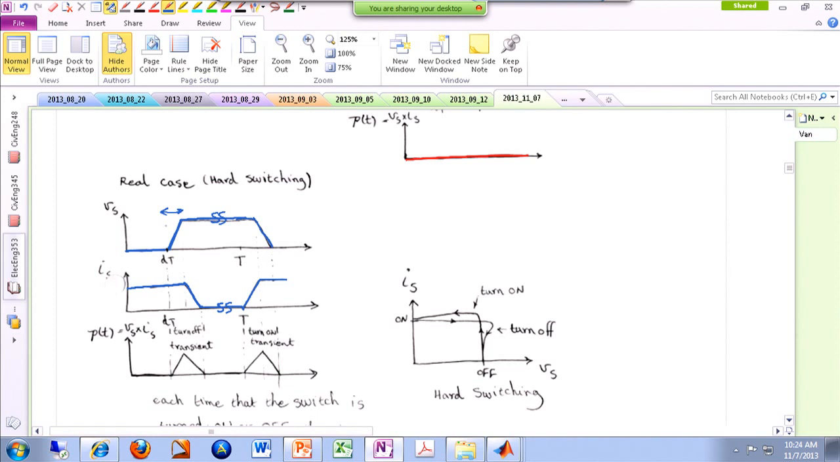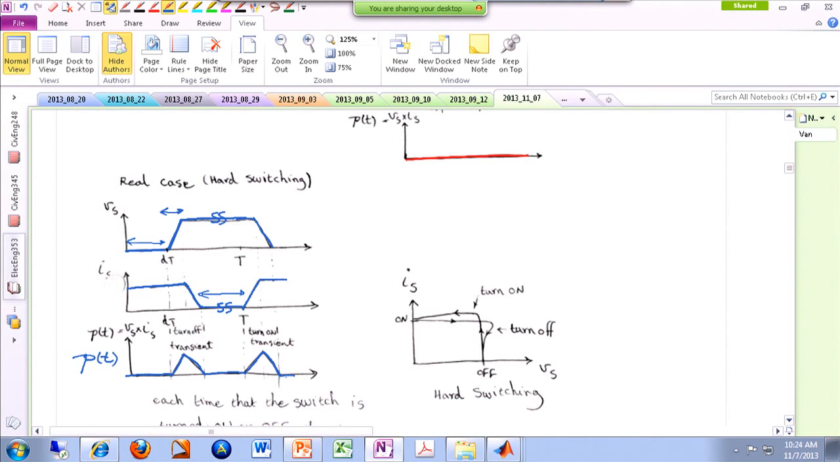But anyway, now you can see that in reality, there is a little bit of an overlap between the current of the switch and the voltage of the switch. So if you multiply them by each other to get the instantaneous value of your power, in this area voltage is 0, so I get 0. In this area, current is 0, so I get 0. But during the transients, I get something that is not 0.